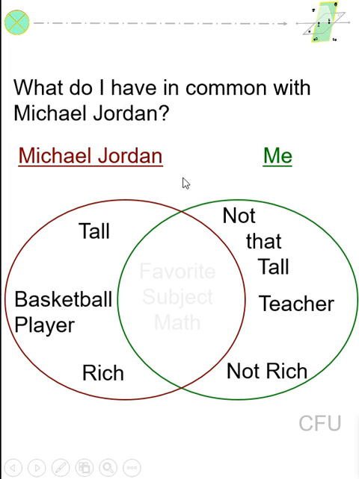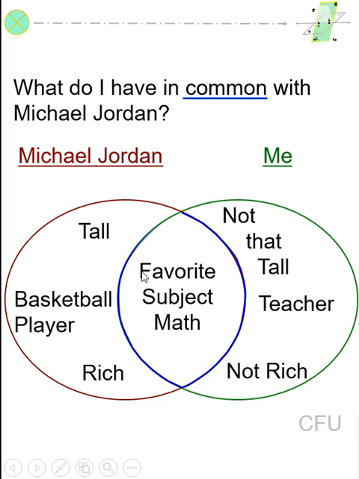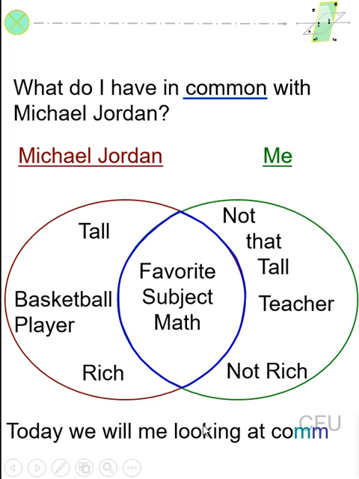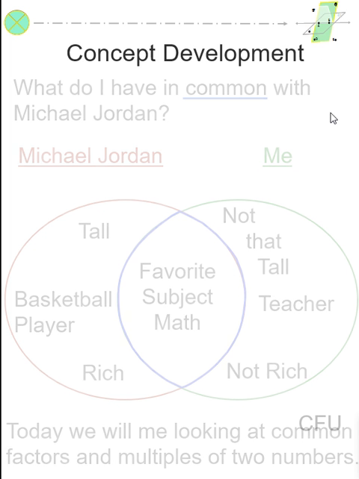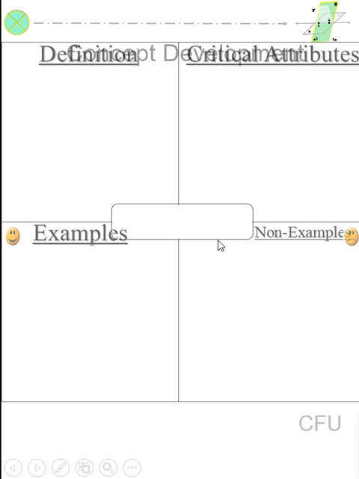Okay, so check this out. How the Venn diagram works: whatever's inside the intersection, that's what we both have in common. We both have in what? Common. And to make sure that we understand, I highlight it so that we know that this is what we both have in common. So today we're going to be looking at common factors and multiples, and that's why we're going to be using a Venn diagram for this purpose. Okay? So with that said, in your FAIR model, write this down, please.